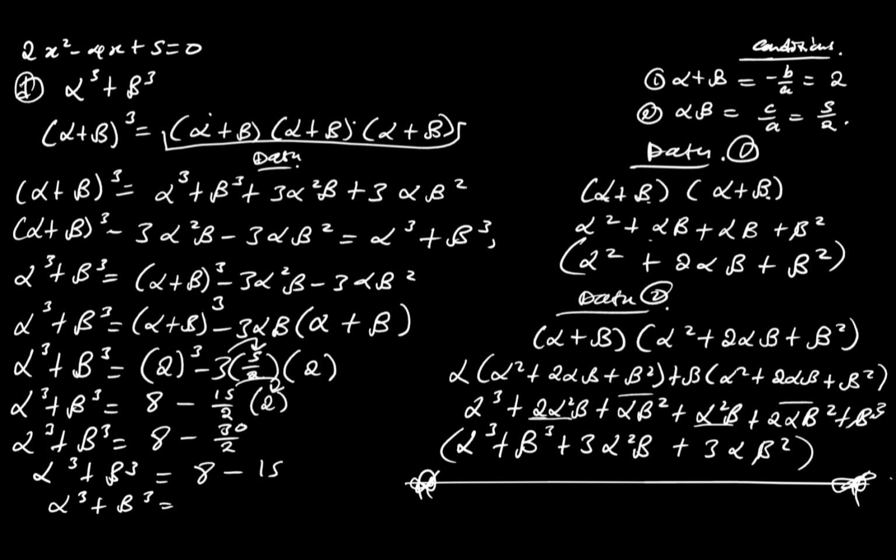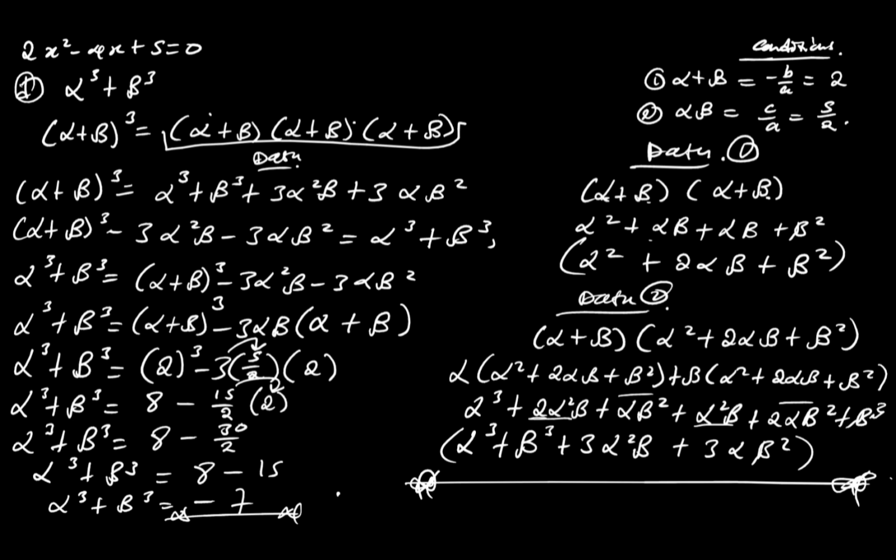8 minus 15, yes. So the answer will be minus what? 7. So I knew you guys knew the answer. Yeah, you guys are very good. So that's the answer that you get when you do alpha cubed plus beta cubed.